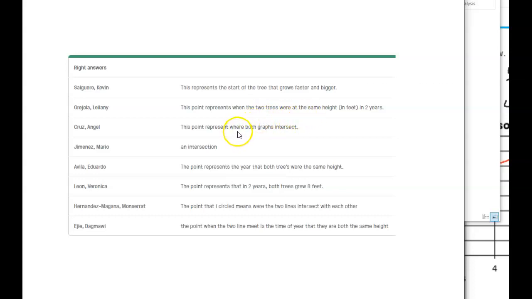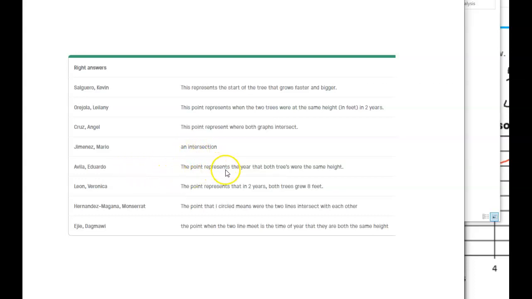Mr. Cruz, the point represents where both graphs intersect. Yes. What I would like added on to that is sort of like what Leilani said. She also gave the real world perspective, like if you were talking to a person: hey, that's when the trees finally meet the same height. But technically, you're correct. Mario, an intersection. Can I get a little more than that? You're technically correct. You're a great kid, so I get it, but I would need more than that, please.